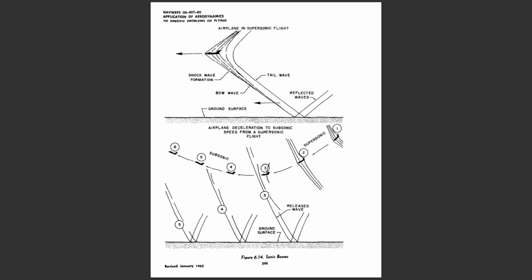a sonic boom. This possibility is shown by the second illustration of Figure 6.14, where an airplane decelerates to subsonic from a supersonic dive. As the airplane slows to subsonic from supersonic speed, the airplane will release the leading bow and tail waves which formed as the airplane accelerated from subsonic to supersonic speed. The release of these shock waves is analogous to the case where a surface ship slows to below the wave propagation speed and releases the bow wave, which then travels out ahead of the ship.